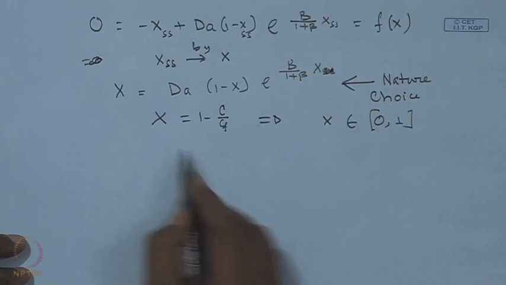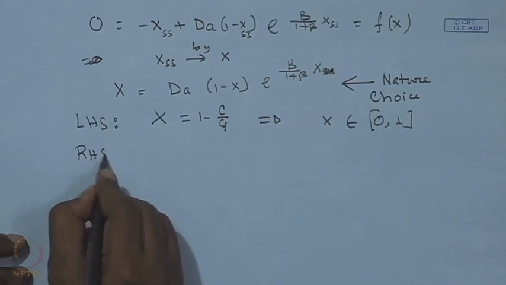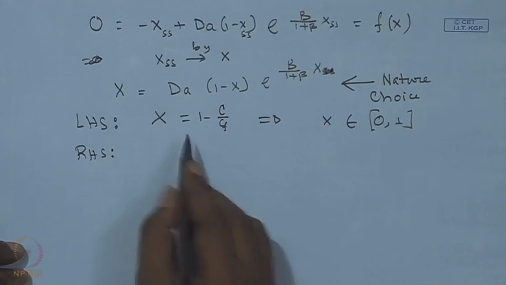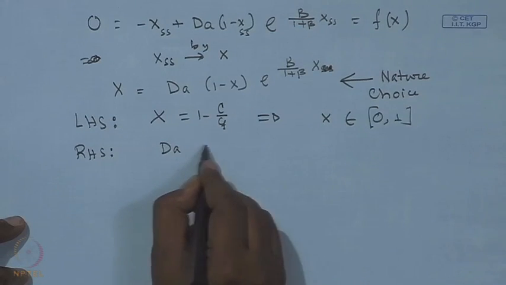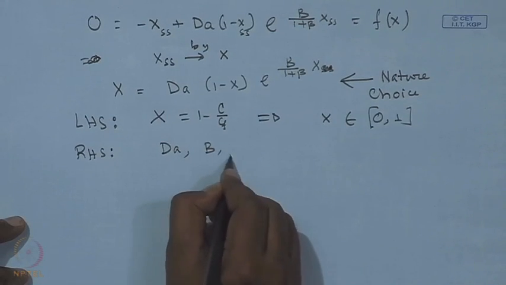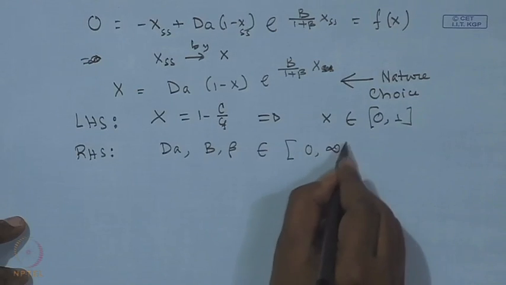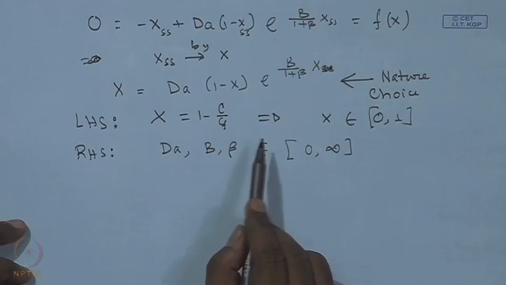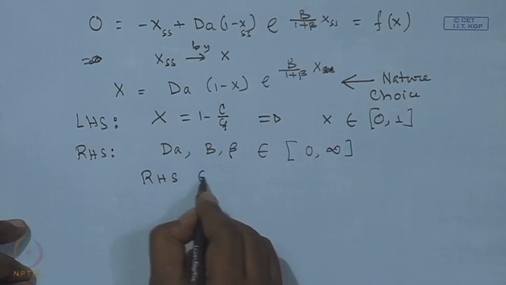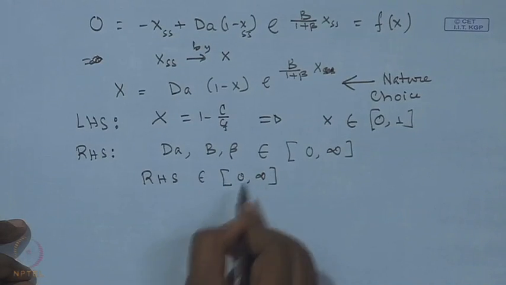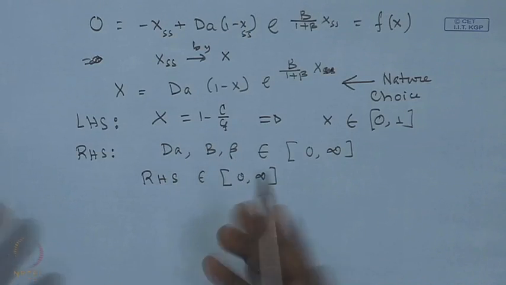This is the status of the left hand side. The status on the right hand side is that dA, b and beta can assume any value. These parameters belong to the domain 0 to infinity. If that is the case, the right hand side can also belong to 0 to infinity. Therefore, the domain of the left hand side and the right hand side does not match.